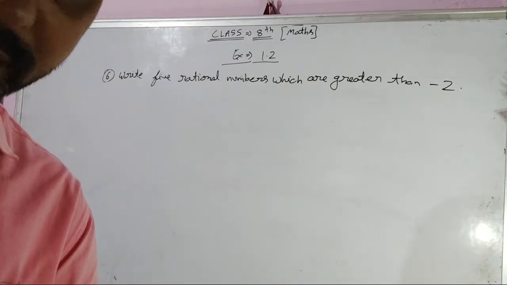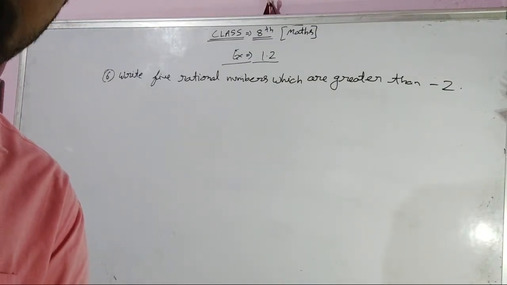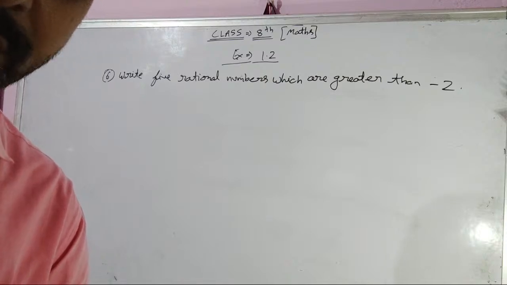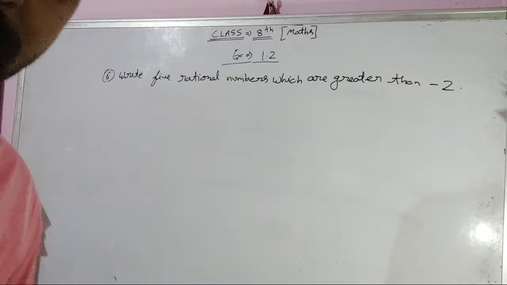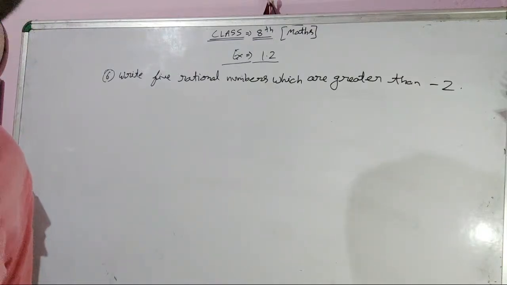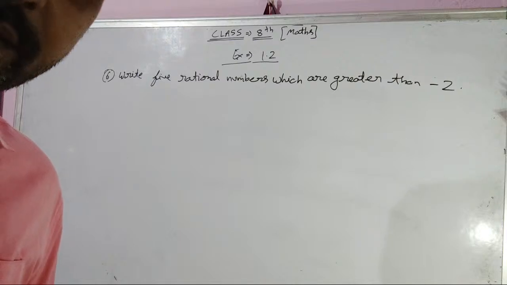Ritvik is saying -1 by 1, 0 by 1, 1 by 1, 2 by 1, 3 by 1. Okay. Yes, right, Ritvik.